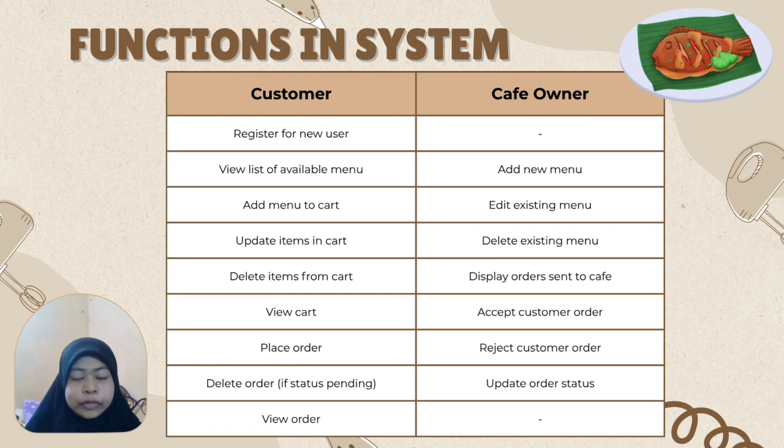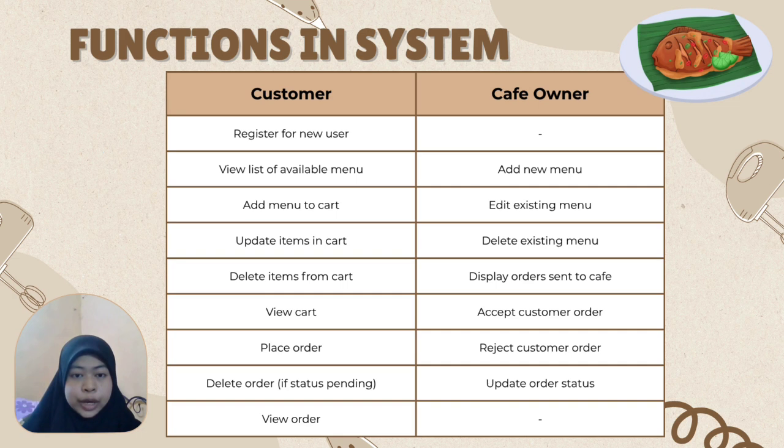Let's proceed with functions in the system. For both users of our system, which are customer and cafe owner, they are both expected to be able to log in and log out of the system. For customer, they can register into the system as a new user by creating an account. After successfully logging in, they will be able to view all available menus in the system.